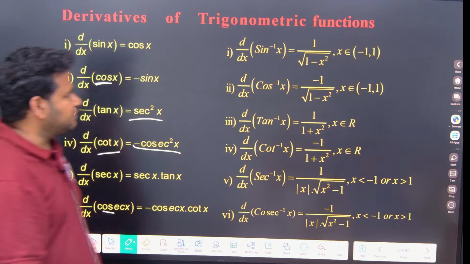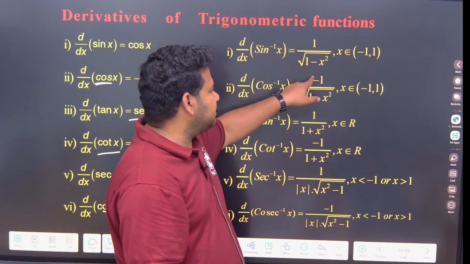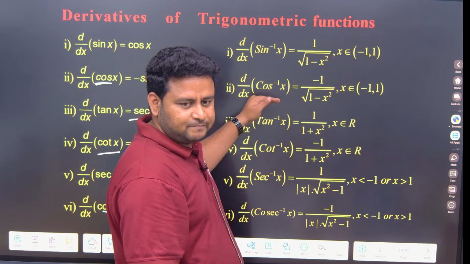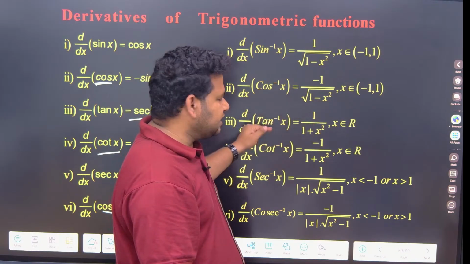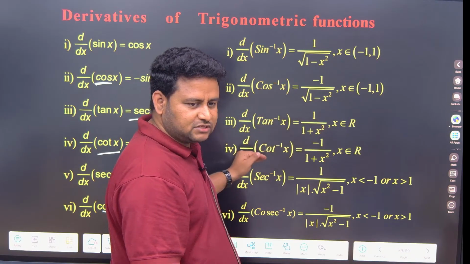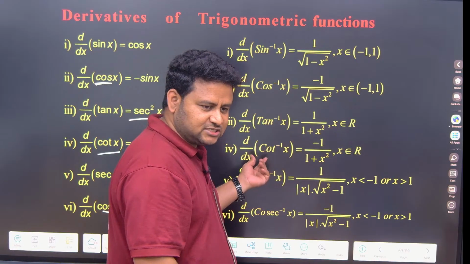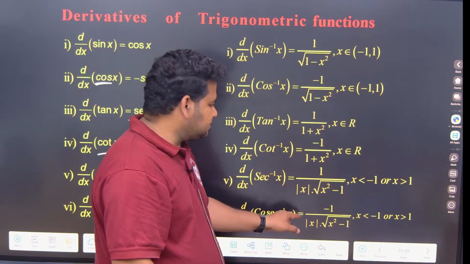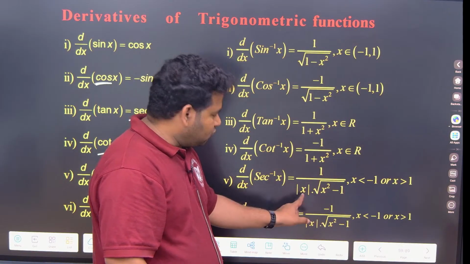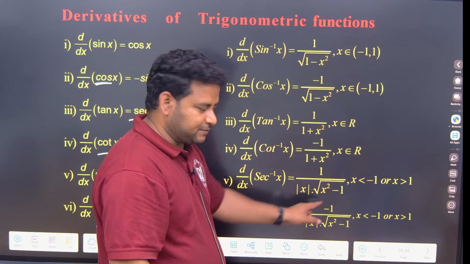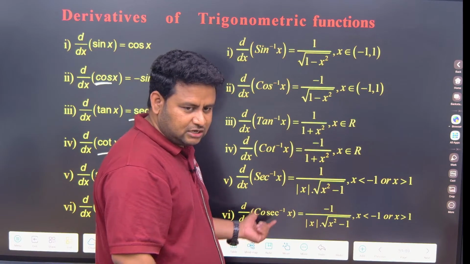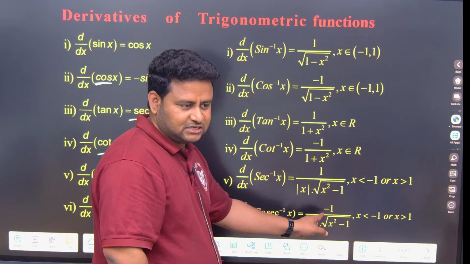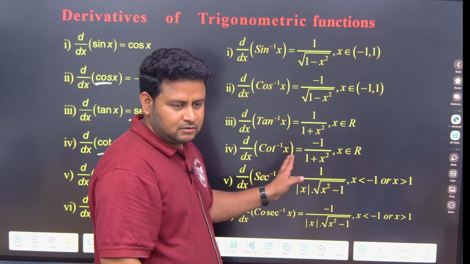Clear? Next one. Sin inverse of x is 1 by root of 1 minus x square. Cos inverse of x is minus 1 by root of 1 minus x square. Here also it is starting with c, so minus is coming. Tan inverse of x is 1 by 1 plus x square. Cot inverse of x is 1 by 1 plus x square, but since it is starting with c, minus. Okay. Secant inverse of x is 1 by mod x square root of x square minus 1. But d by dx of cosec inverse x, I told, starting with c means minus, so minus 1 by mod x square root of x square minus 1. This is how you have to remember.